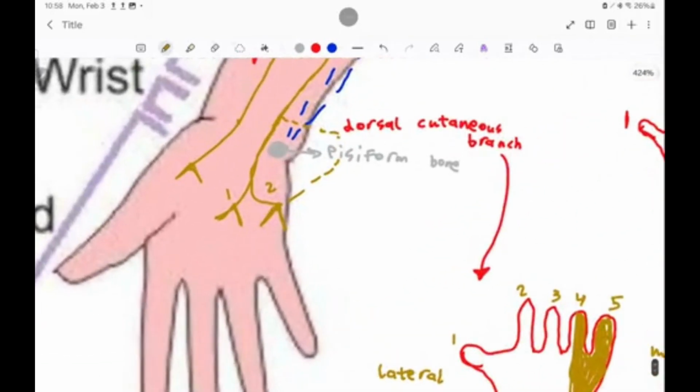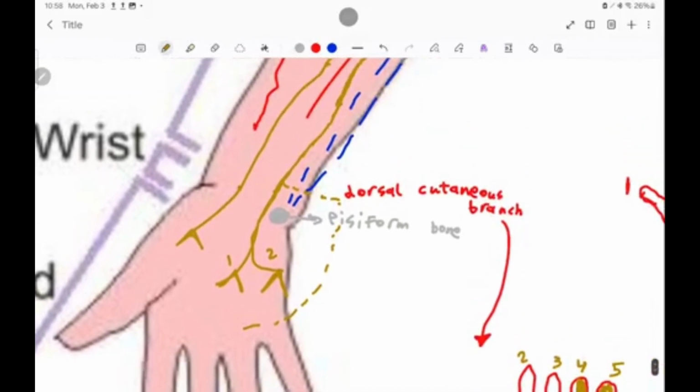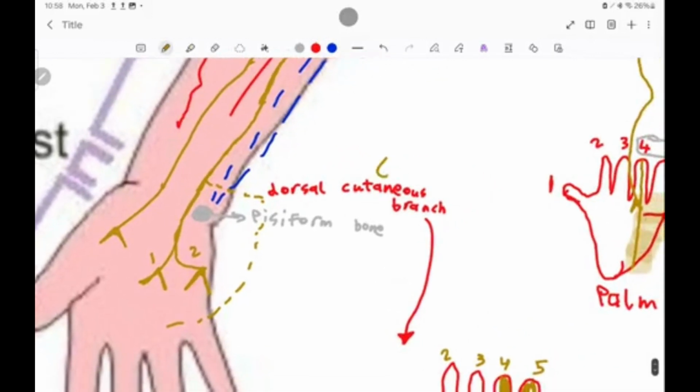Okay. And remember, this is a different branch. Let me just make it clear. This is a different branch. This is below. This branch is before we enter the wrist. So this is still in the forearm. Dorsal cutaneous branch still in the forearm.